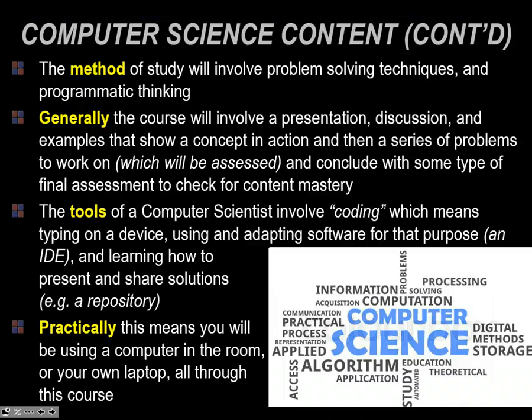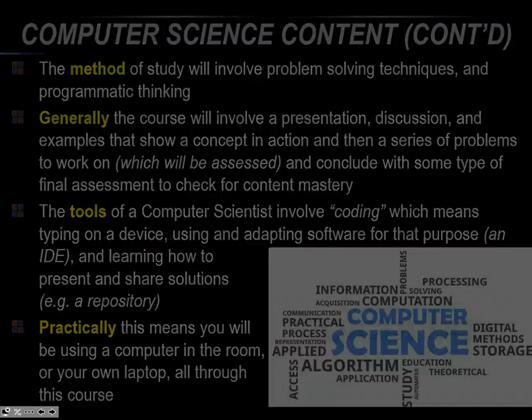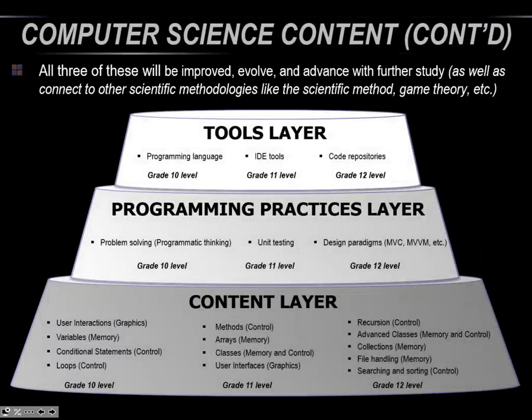The tools that you'll be using as a computer scientist involve writing code, which means typing on some kind of device, using and adapting software for that purpose. This is what's known as an IDE, and we'll learn more about that later. And learning how to present and share your solutions with me. So there's no doubt that the tool of a computer scientist involves writing code, which involves typing on some sort of device. So this would involve generally a laptop or a desktop computer. In practicality, you'll be using one of the computers in the room or your own laptop all throughout my computer science courses.